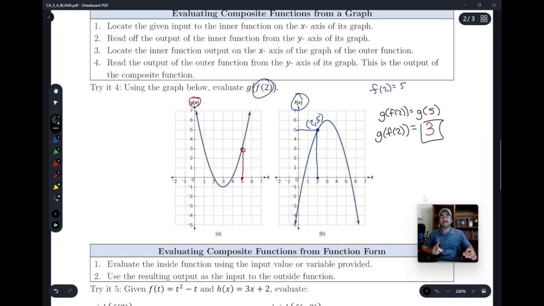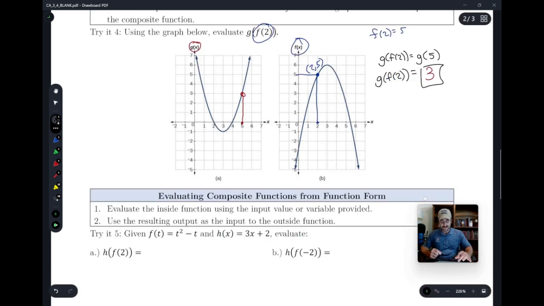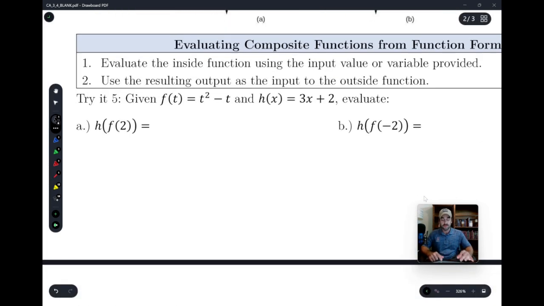All right, but sometimes they don't give you a graph or a table, and it's not as nice and neat. And they say, hey, I need you to do it all on your own with the function. And that's okay. We're going to use the exact same thing. It's just going to take one extra step of plugging and chugging, or inputting and outputting, that number.